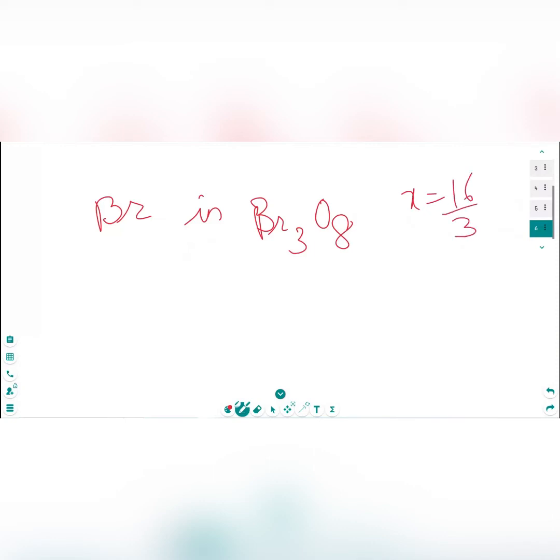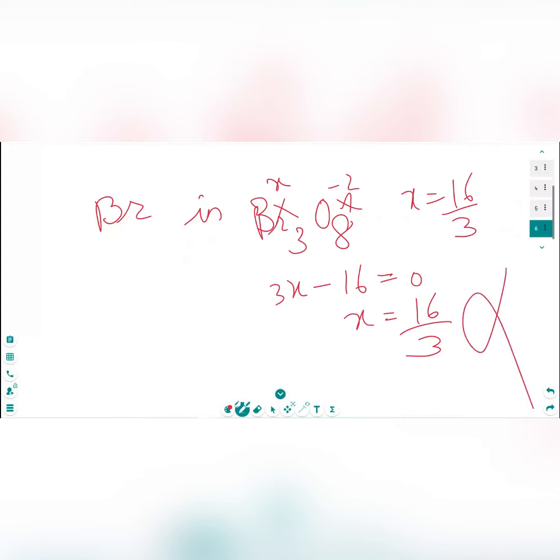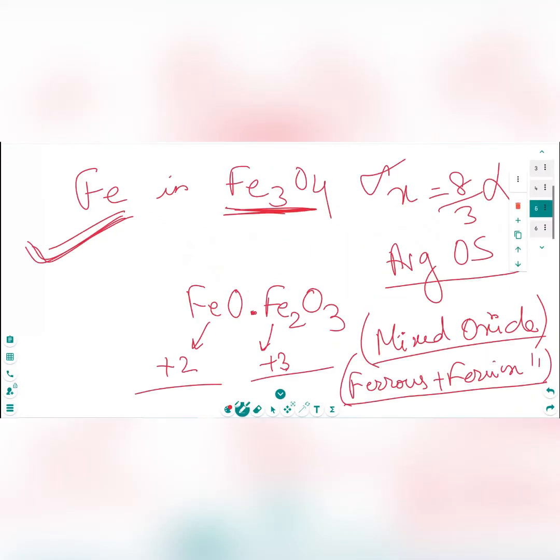Because now you would be knowing that X will be how much? 16 by 3. Why? Because this is X, this is -2. So 3 into X will be 3X, 8 into 2 will be -16, equal to 0. So X becomes 16 by 3. Correct? Which is wrong. Or you can say it is the average oxidation state. And now do you think we can split this like the previous one? No, not possible.